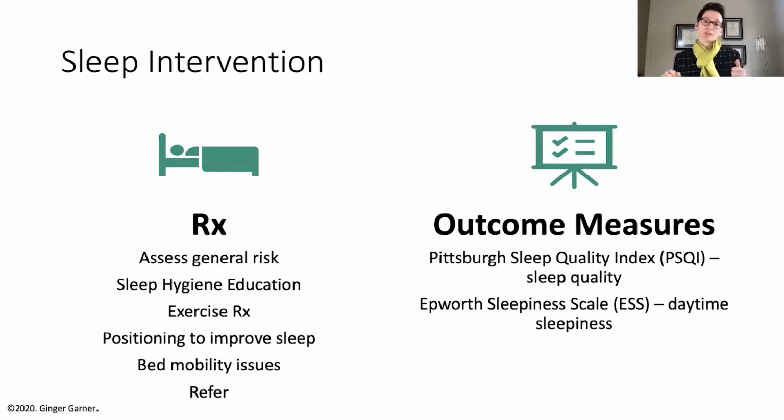Also discuss positioning and sleep. Now this is where as therapists and docs, we're used to doing that. If someone has shoulder pain, hip pain, or maybe it's a neurological condition, a neurodegenerative condition, we're going to get in there and talk about transferring safely. We're going to talk about positioning and make sure they're comfortable, and address bed mobility issues as well. Okay, and then the last thing is refer, especially if there is a suspected sleep apnea or psychiatric issue.